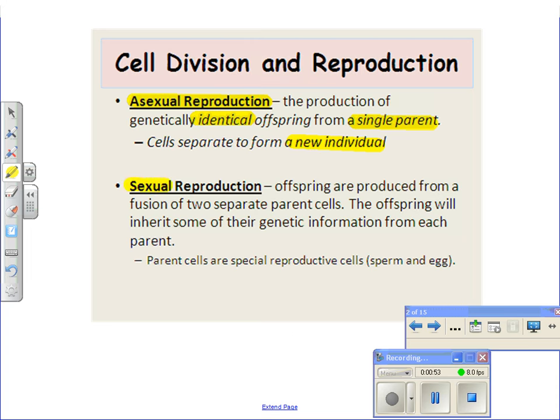So then we go to sexual reproduction. The main difference here is that we have two separate parent cells, okay? So the main concept here is inheritance of genetic information from each parent. This is going to change the game as far as adding in a little more diversity instead of before, where you're pretty much just cloning, okay? And these parent cells are special reproductive cells called our sperm and our egg, as we just went over in reproduction.